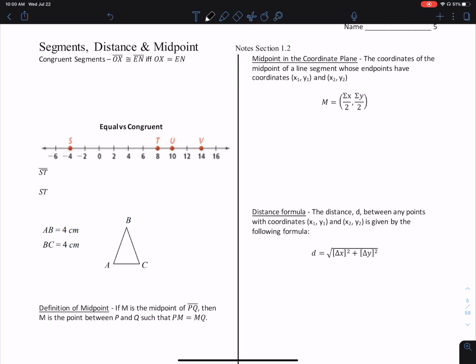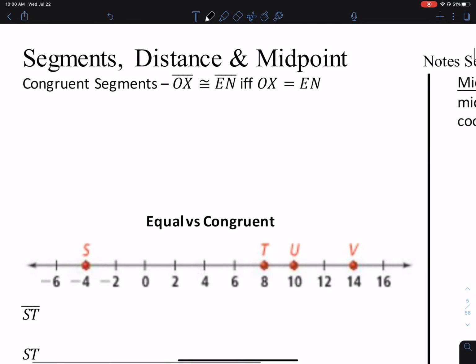Congruent segments. Segment OX is congruent to segment EN if OX is equal to EN. Now, there's a lot to talk about in this. So I'm going to say the following thing hundreds of times this year. Segments are congruent, lengths are equal. So essentially, in layman's terms, congruent segments means two segments are the same size. Congruent in general means same size, same shape.